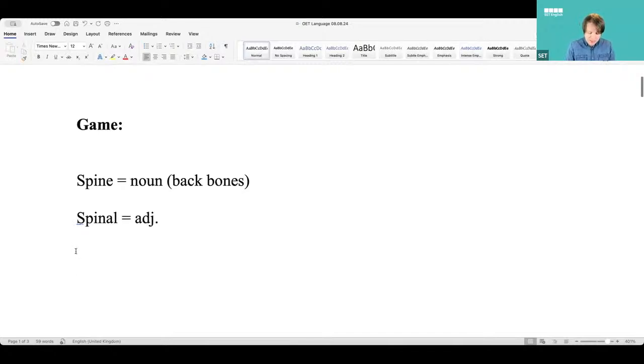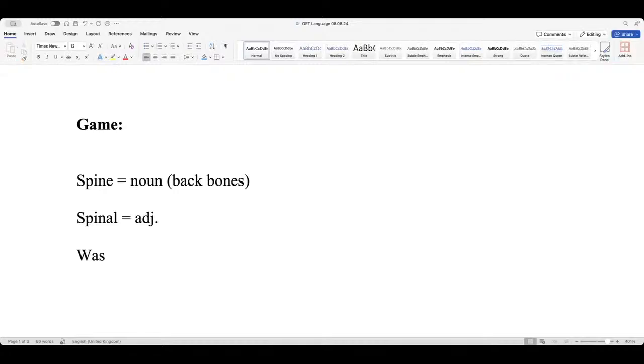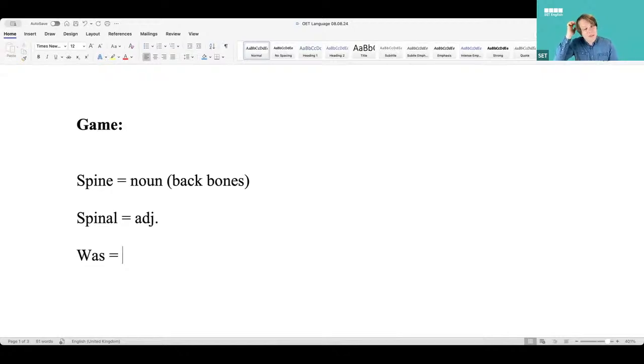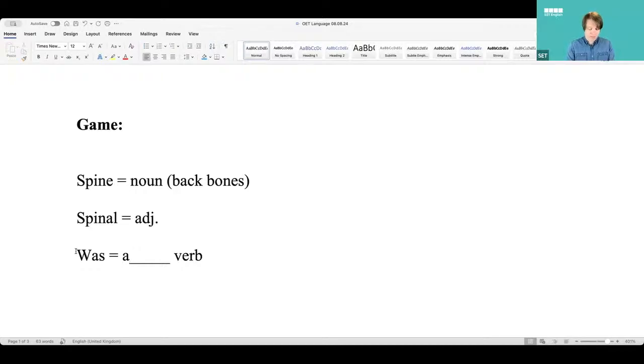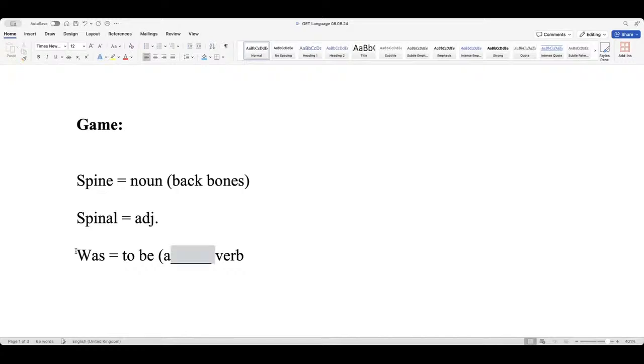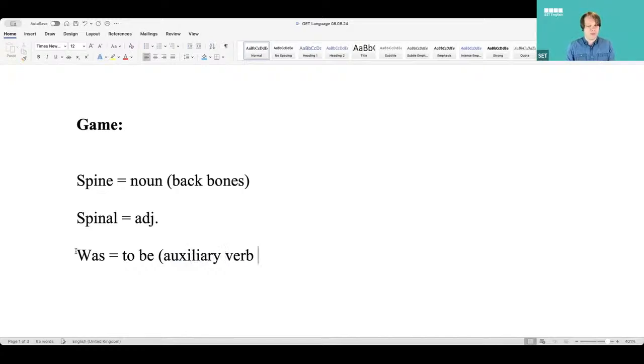Okay, what about something like this? Was. What's this? It's a verb. Helping verb. It's a verb, Jello. What type of verb is it, please? Helping. Yeah, it is a helping verb. What's the official name of the helping verb? Does anyone know? Verb to be. It is the be verb. It is the auxiliary. Thank you, Han. So auxiliary, right? Auxiliary verb.